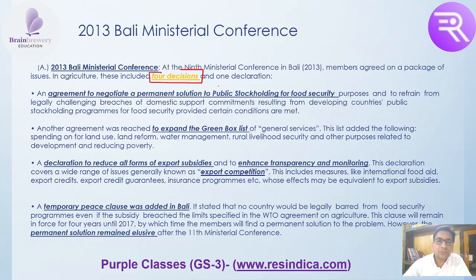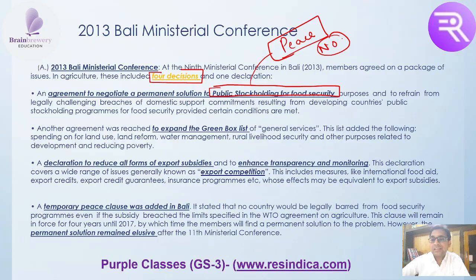Agreement to negotiate a permanent solution on public stockholding for food security. That means the peace clause was there, but no permanent solution had been discussed. They said that you can give whatever support you want to give under public stockholding for food security, but there was no permanent solution. So an agreement to negotiate a permanent solution came. Then there was the agreement to expand the green box for general services, like adding land uses, like if you can invest in land reforms, water management, rural livelihood security. So this should come under the green box subsidy, right?